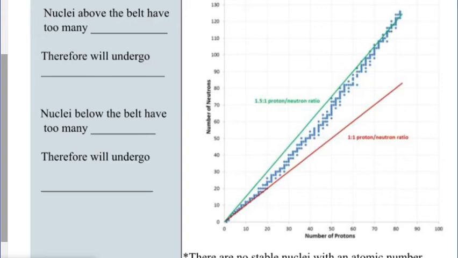Okay, nuclei that land above the belt, if on our y-axis we've got neutrons and on the x-axis we've got protons, if we land above the belt, then that means that the nucleus has too many neutrons. Okay? If we land below the belt, then our proton number is a little bit larger, and that means that nuclei have too many protons. And so what's going to happen to get these to be more stable? All of the atoms that land above the belt are going to undergo beta decay.